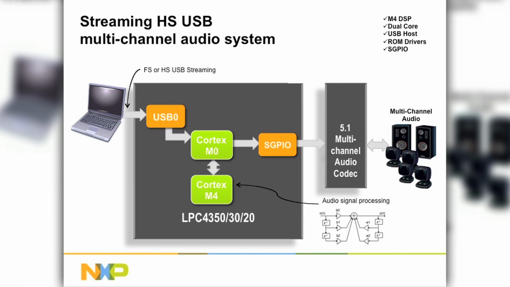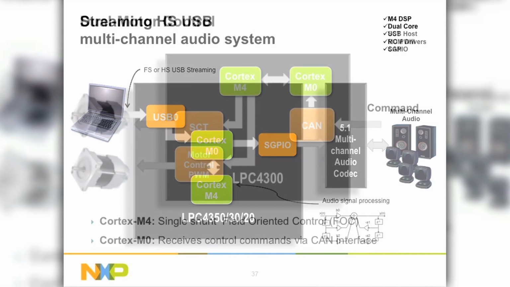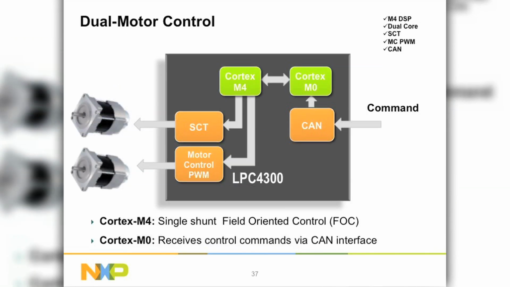So a great way to actually use the dual core, because now you completely have the full bandwidth of the M4 to do signal processing. In the industrial side, you can actually have the M0 handling the CAN interface and getting commands in the industrial space. And then the M4 can be using a dedicated motor control PWM and our state configurable timer to interface to different motor controls. You can have dual motor control on the part, for example.